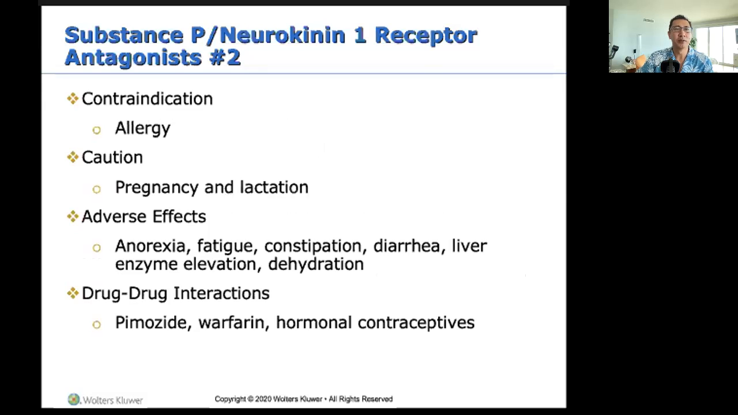Interactions with this one, the most important thing is the Coumadin. We don't like it when it messes with our blood thinners, especially with the elderly. A lot of them are on blood thinners for AFib, history of stroke, whatever else. We don't want it if it messes with blood thinners.